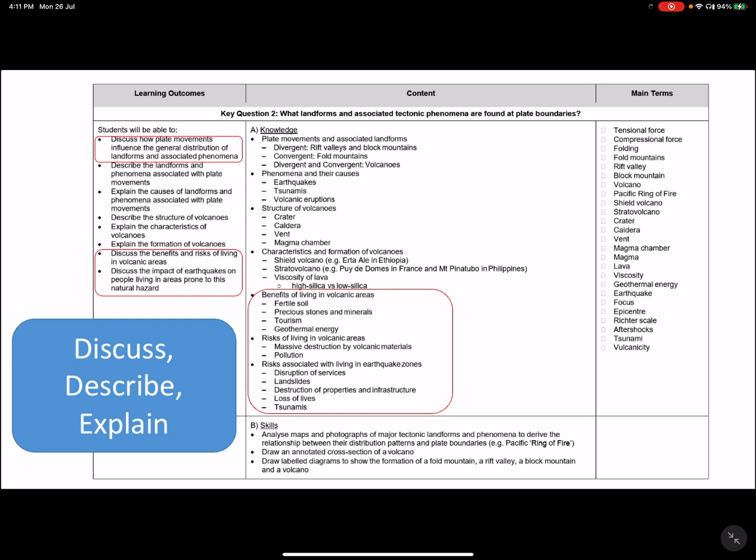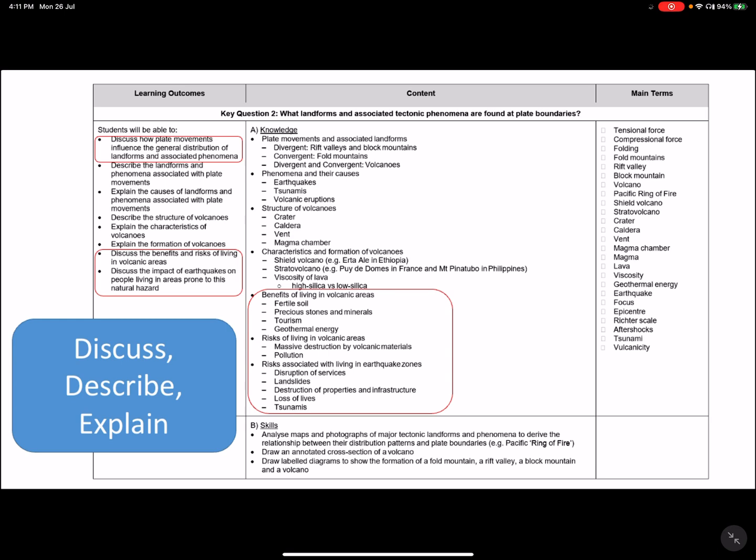For KQ2, this is where you start looking at open-ended question types. This is where you see the discuss question types appear. The first area that they can ask you to do a discussion on is how plate movements influence the distribution of landforms and associated phenomena. Although this is very, very rare, it is possible that they can ask you a question in this area. The second area here is the benefits and risks of living in volcanic areas.